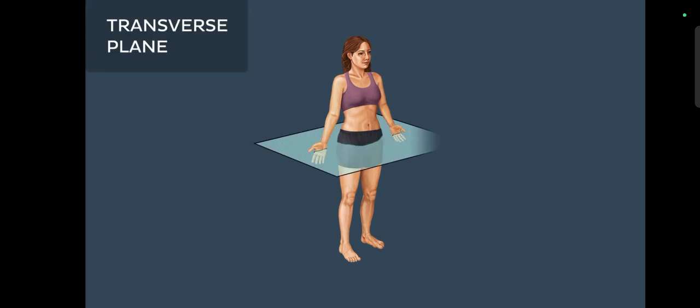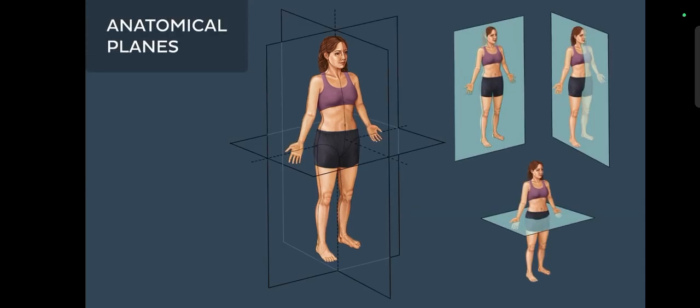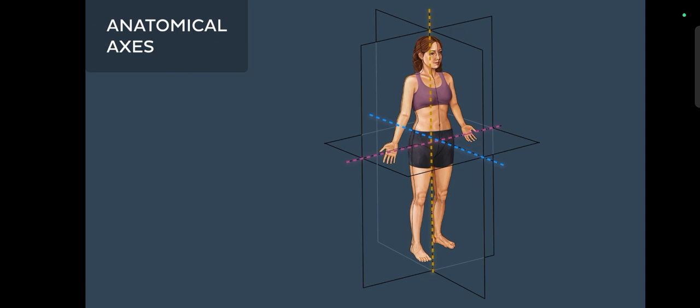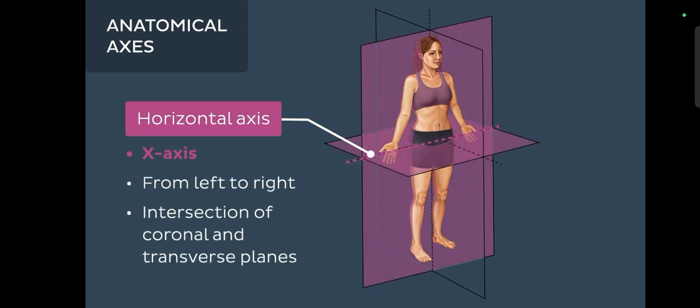Next we have the transverse plane, which is a horizontal plane that divides the body into superior and inferior portions. We also sometimes refer to this as a cross-section. In addition to anatomical planes, we also have anatomical axes. These are straight imaginary lines that run through the body along three directions. We have the horizontal axis, also known as the mediolateral or x-axis, which passes from left to right and is formed by the intersection of the coronal and transverse planes.